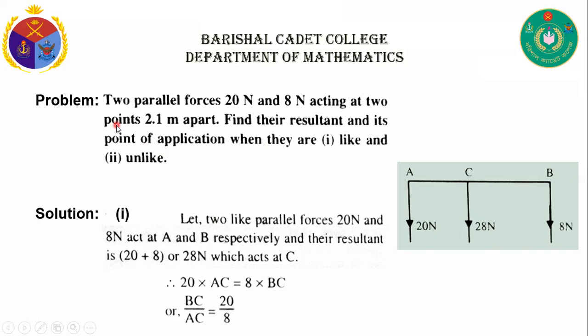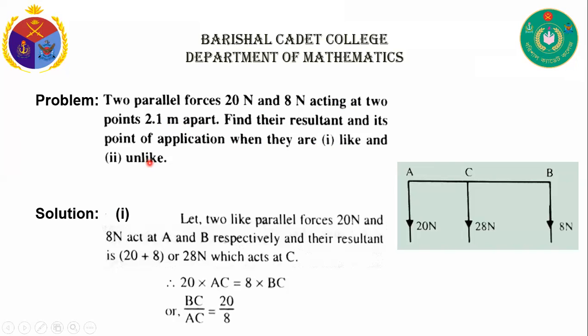Okay, problem one. Two parallel forces, 20 Newton and 8 Newton, act at two points 2.1 meter apart. Find their resultant and its point of application when they are like and unlike. So if the forces are like, then this is part 1, and if unlike, then it is part 2.